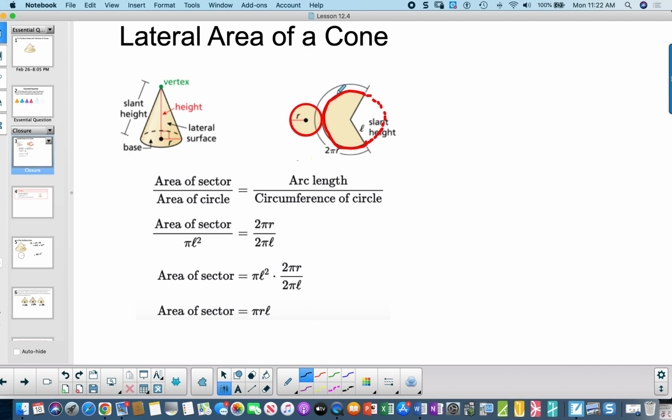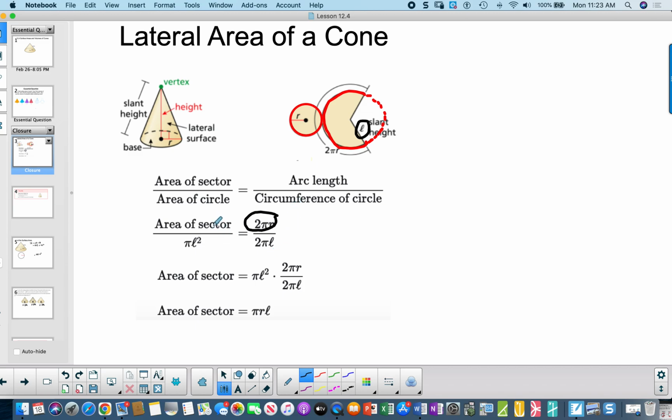arc length. Now this arc length, this red part right here, is what goes around the circle. And going around the circle is 2 pi r. And the circumference of this circle, remember the radius is here, so this will be 2 pi l. So that's how we come up with this ratio.